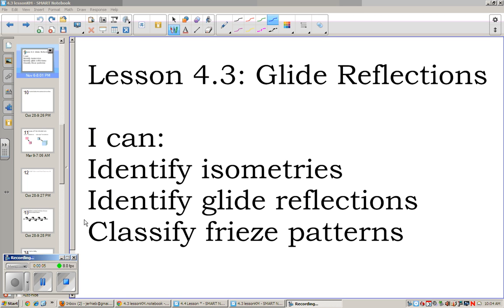Today you're going to be able to identify isometries, identify glide reflections in certain images, and the last thing is something that may be new to a lot of you, or actually all of you: classify frieze patterns. So that's going to be something special that we're going to learn. And they're going to make you think, but they should be fun. So first we're going to start with our vocabulary.